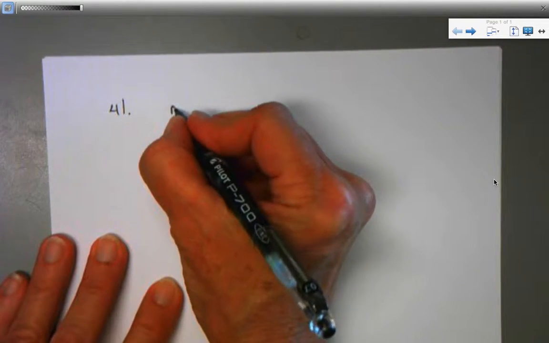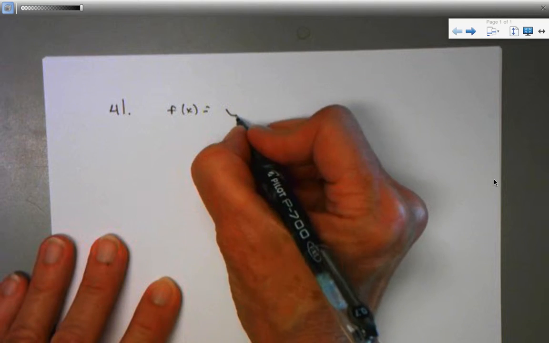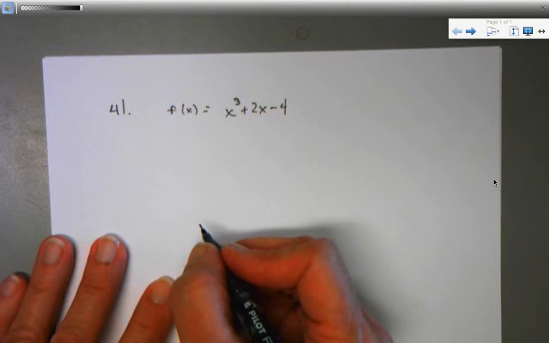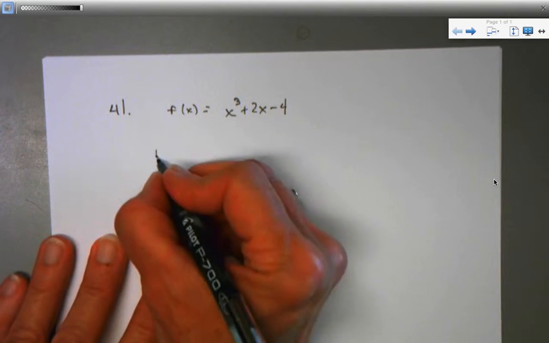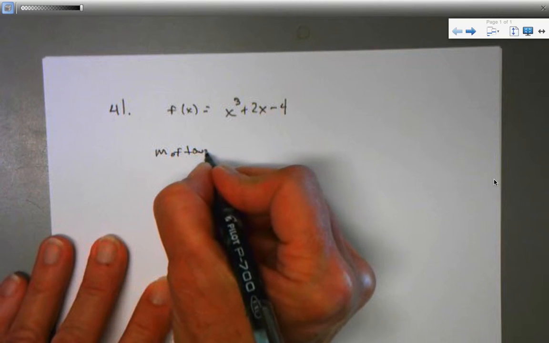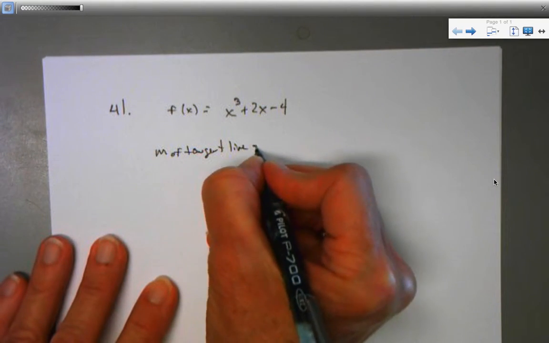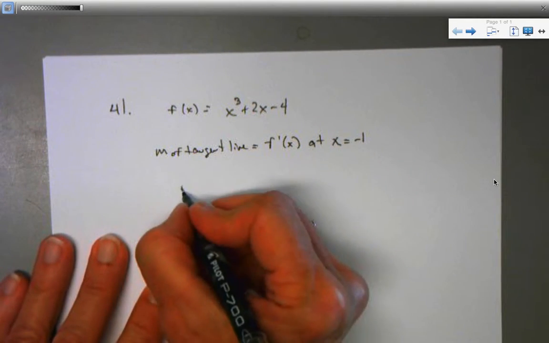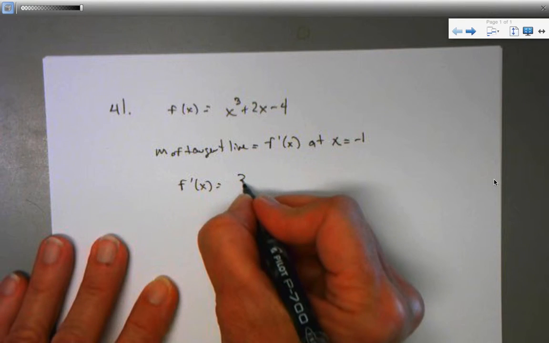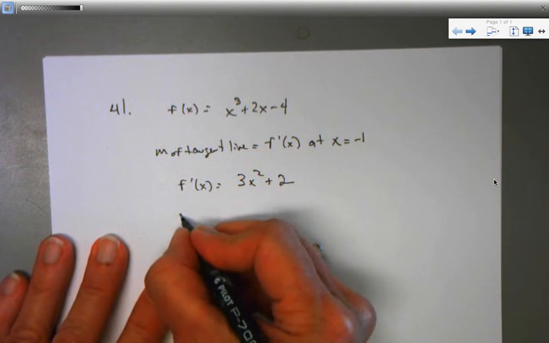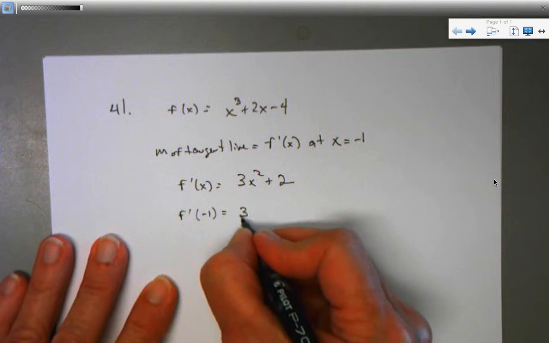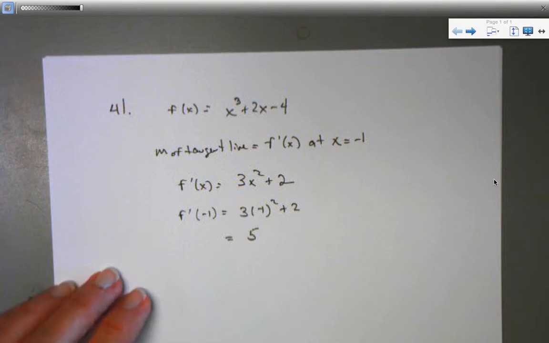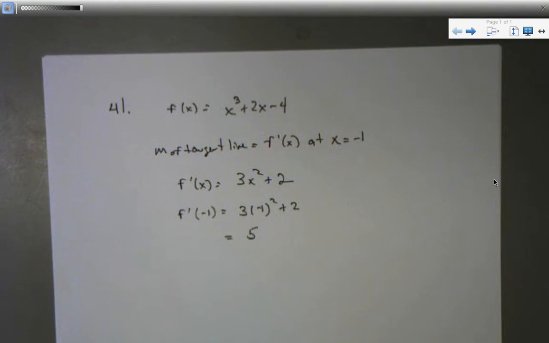For the function f of x equals x cubed plus 2x minus 4, it asks you to find the slope of the tangent line at x equals -1. So remember, slope of the tangent line equals the value of the derivative at x equals -1. So you're going to find the derivative first. Then you find the value of the derivative at -1. So that will be 5. Okay, and the rest of this question is very similar to the example.